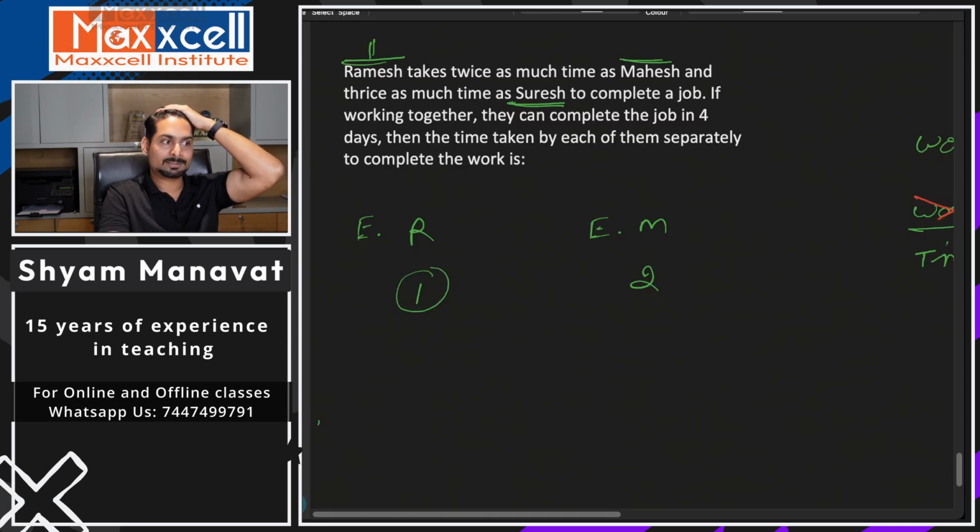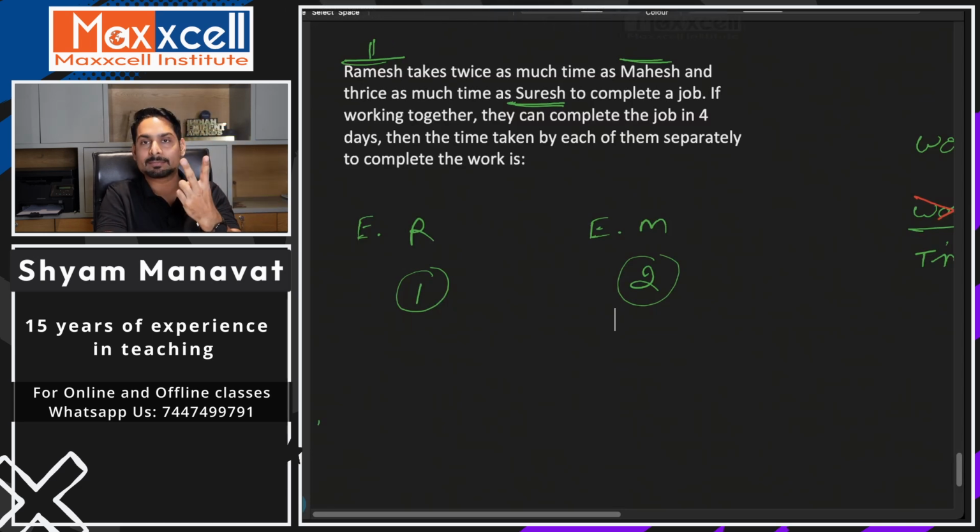That means Mahesh should be double efficient. Ramesh is taking twice the time. That means Mahesh should be double efficient. I hope you are able to understand this. Now this I am using shortcut. If you want the entire detailed explanation, I can do that also, no problem. But try understanding. I want you to give it an attempt.